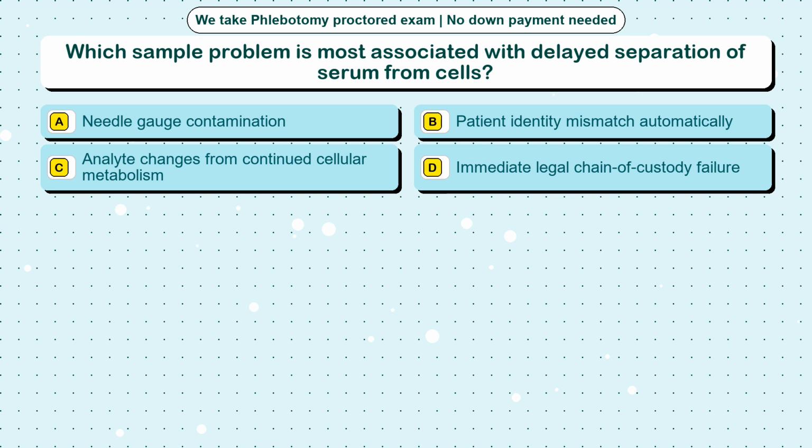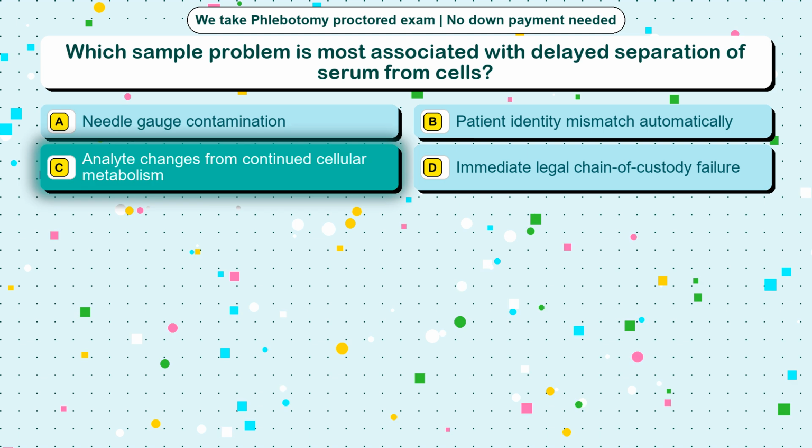Question 7. Which sample problem is most associated with delayed separation of serum from cells? Option A. Needle gauge contamination. Option B. Patient identity mismatch automatically. Option C. Analyte changes from continued cellular metabolism. Option D. Immediate legal chain of custody failure.